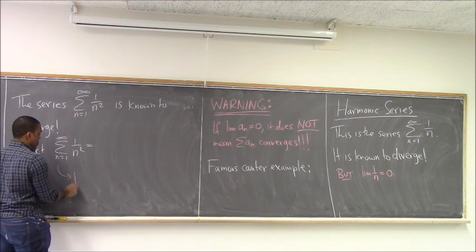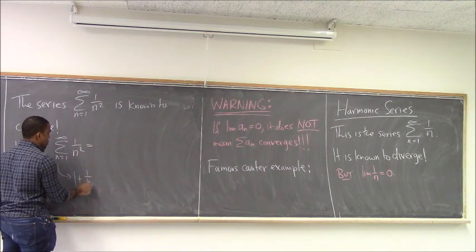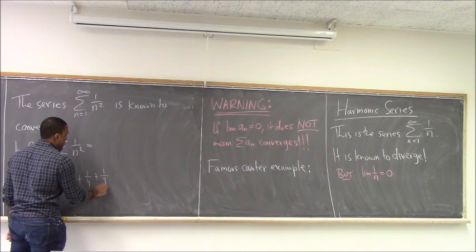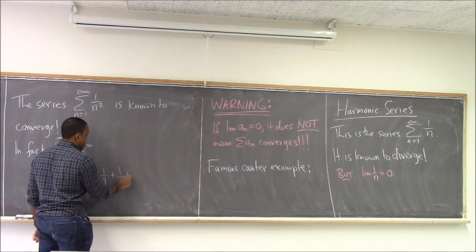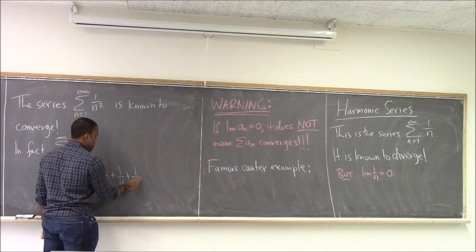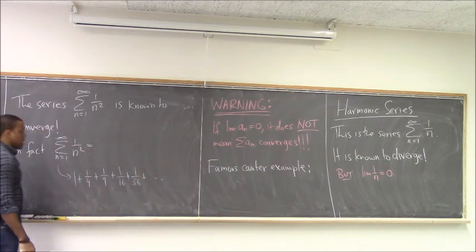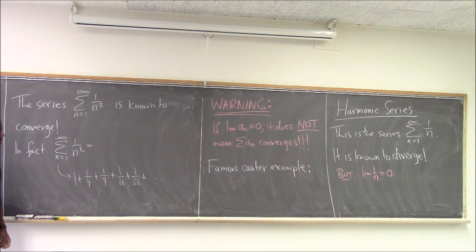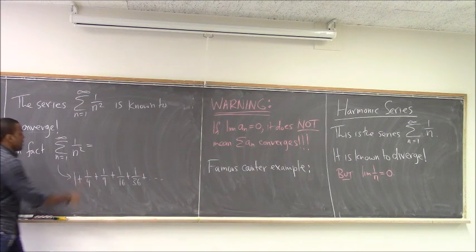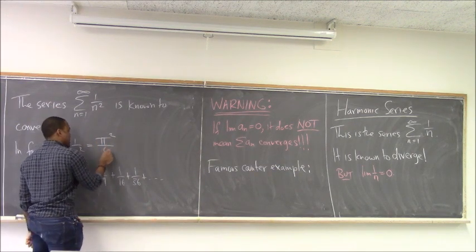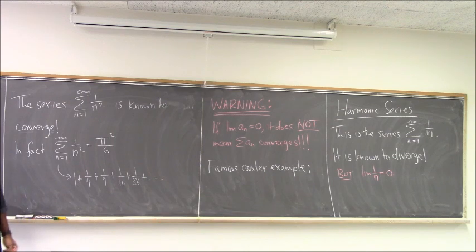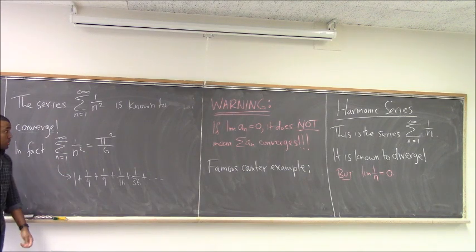So that means 1 plus a fourth plus a ninth plus a 16th plus 1 over 36. We're just adding these guys up. That actually adds up to something. You'll never guess what it adds up to, because it's crazy. Pi squared over 6. What? Makes no sense, right? Pi is not even a rational number. How is it that I added a bunch of fractions and got a pi squared? But that's actually what it adds up to.